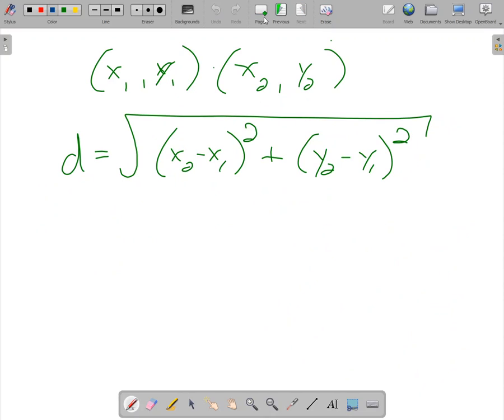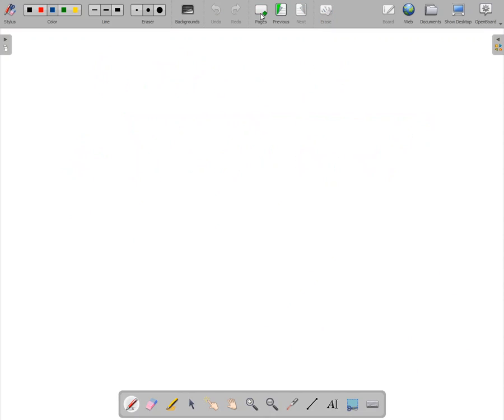Okay, new page. What we're looking at is repeating decimals as fractions. I did a few examples in class. They're in the video.